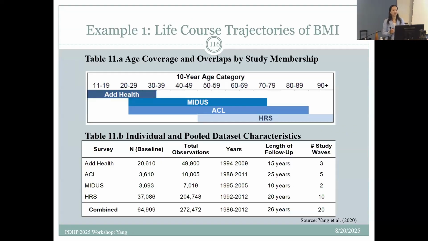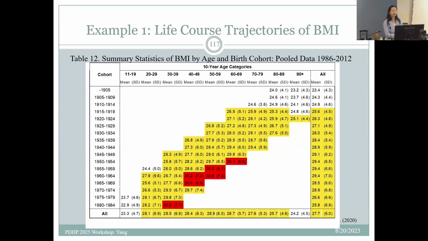So I'll look at the first study of life course trajectories of BMI. This table summarizes the age coverage and overlaps by study membership from AdHealth, MIDUS, ACL, and HRS. The full age range we have been able to study. BMI expands from 11, 12, all the way to the end of life. And the table below shows the individual and pooled data set characteristics of these data, and then you can see the combined sample size, total observations, length of follow-up, and number of study waves. So this is a sort of a mega pooled study of BMI.